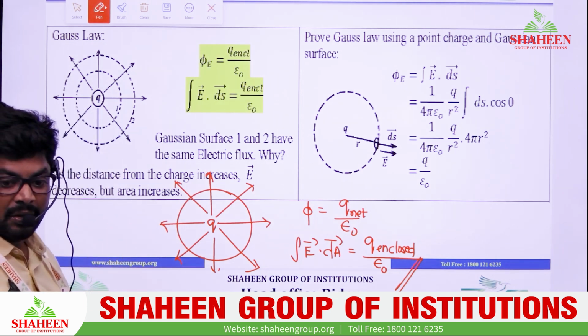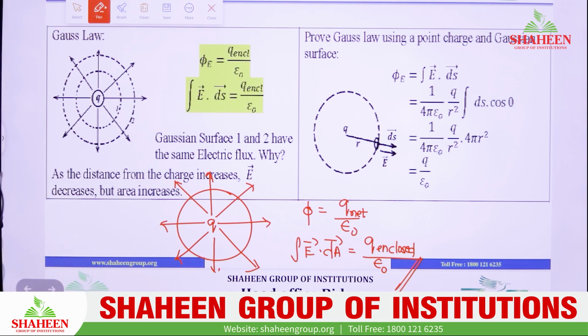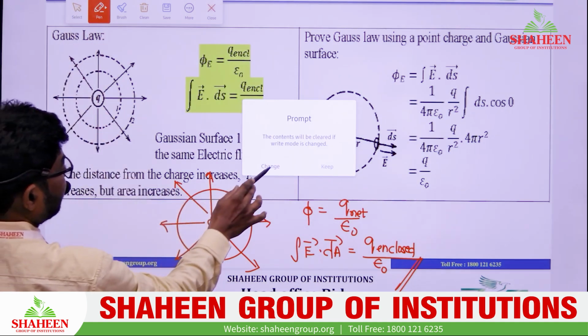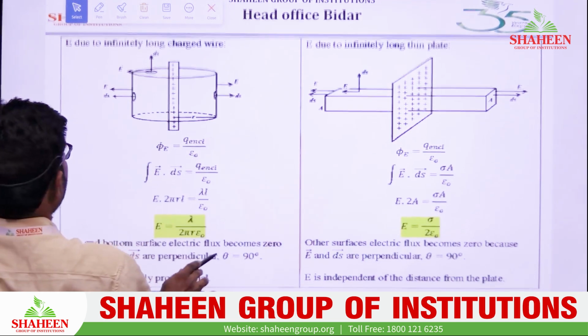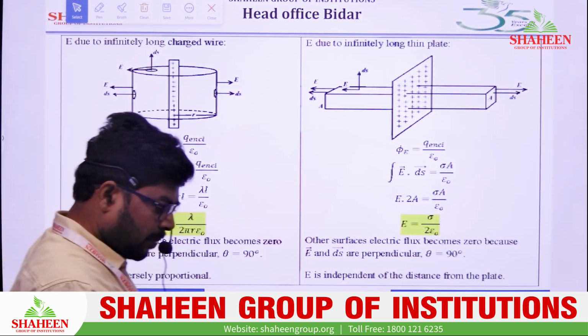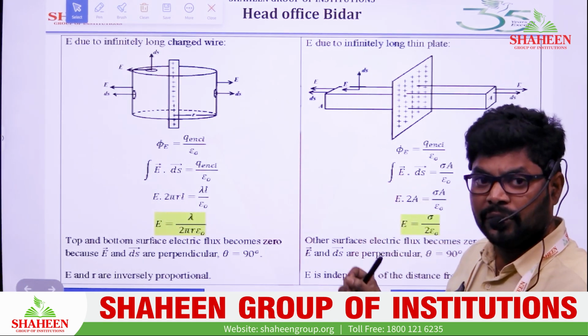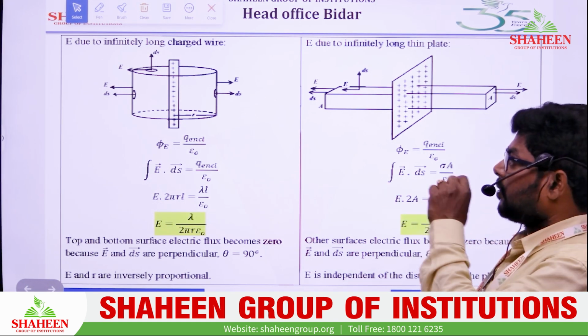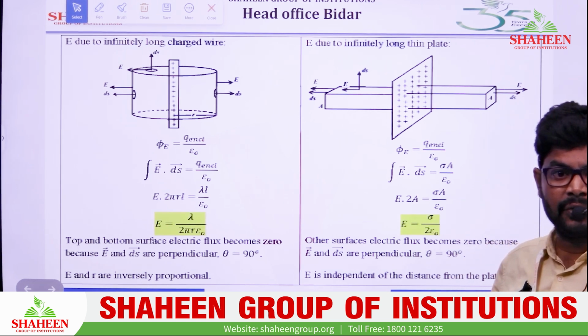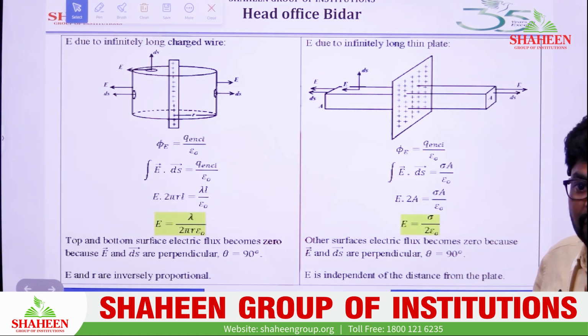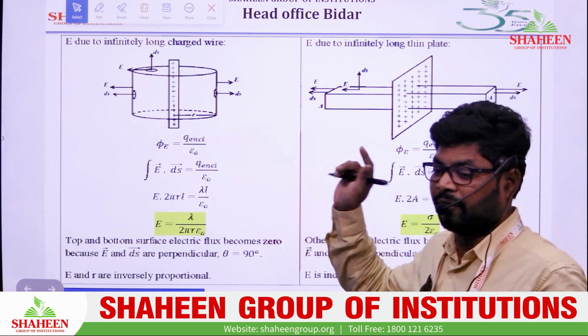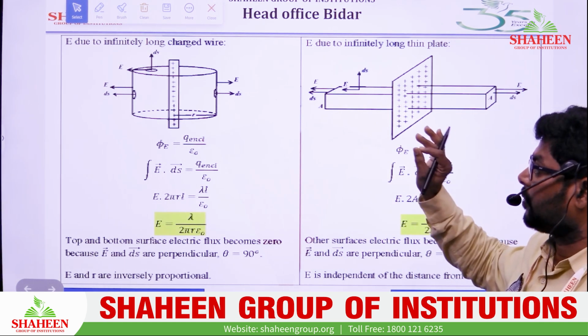Right? So let us continue. What are the applications of Gauss law? Coulomb's law is mainly used to solve for the electric field due to point charges. But with Gauss law we can find the electric field due to distributed charges, using Gauss theorem.